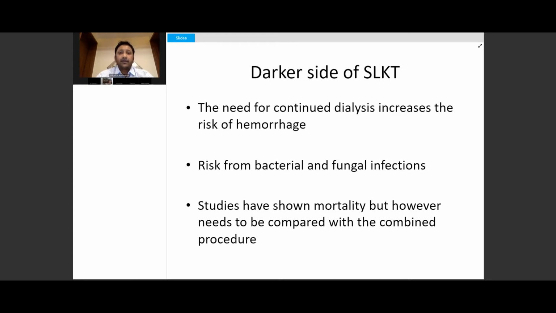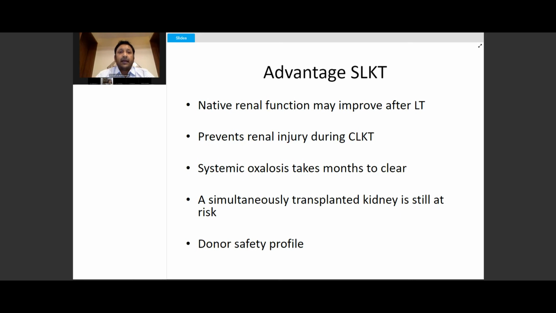And the advantages of a sequential liver kidney transplant is, in few cases, the native renal function may improve after liver transplant. So thereby it alleviates the need for an additional kidney transplant later. It also prevents the renal injury, which happens during a combined liver kidney transplant procedure. Systemic oxalosis, like I said, it takes months to clear. And during the process, the kidney graft might take a hit and it can lead to a kidney failure if the systemic oxalosis load is quite high. The simultaneously transplanted kidney is still at a risk despite the timing.